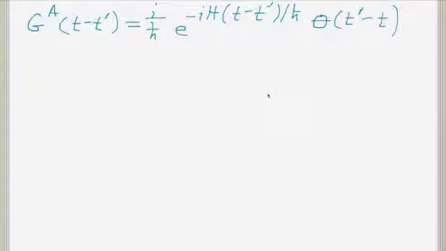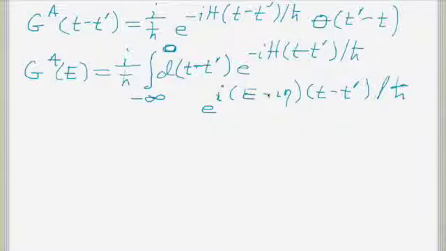And we Fourier transform that. The Fourier transform of that to energy will be G^A(E) is i over h bar, integral from minus infinity to 0. And so the sign of the i eta term has changed because now we're integrating from minus infinity to 0. And I need it to disappear as t minus t prime goes to negative infinity.